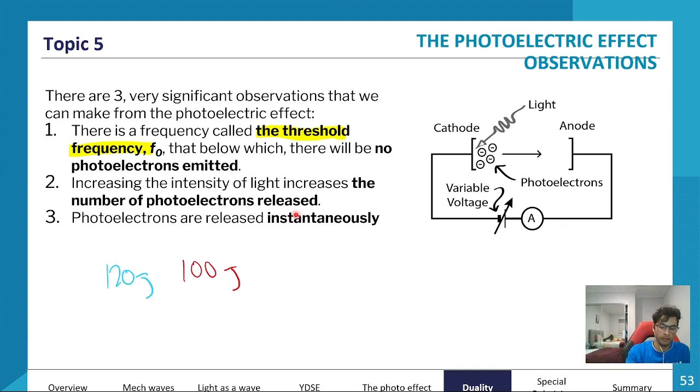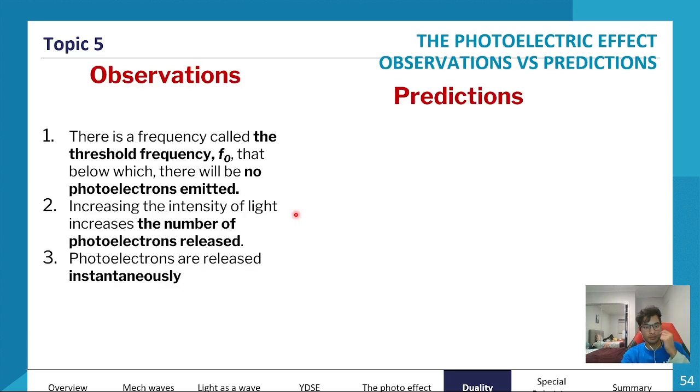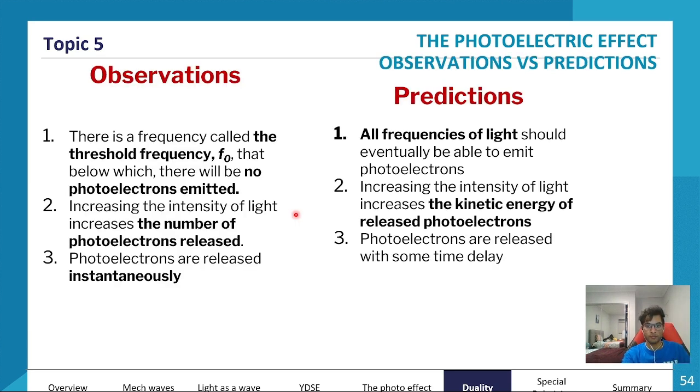The second thing he found out was that increasing the intensity of the light increases the number of photons, which, as you'll see later on, will increase the current. And he saw that the photoelectrons were released immediately. The reason this is shocking is because at the time, these were the predictions.